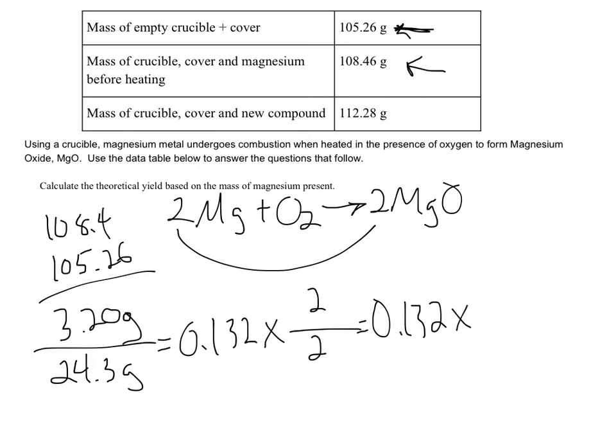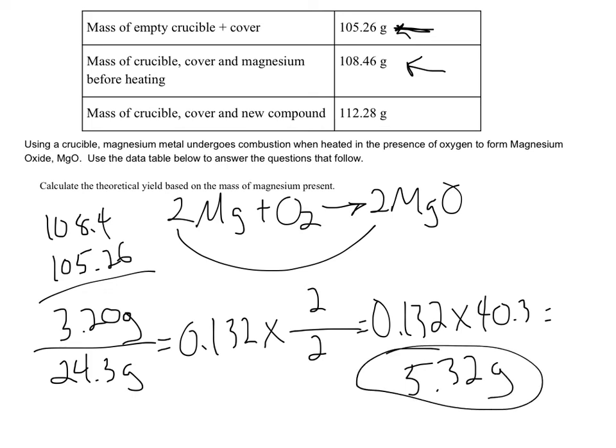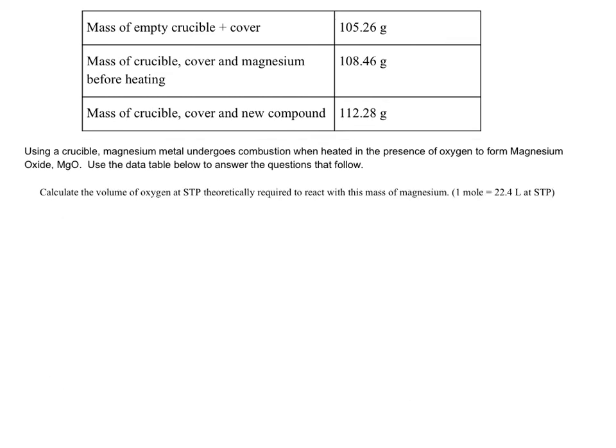The molar mass of magnesium oxide is 40.3 grams per mole. 40.3 grams times 0.132 is 5.32 grams. So that is the theoretical maximum amount I could get if I start with 3.2 grams of magnesium.